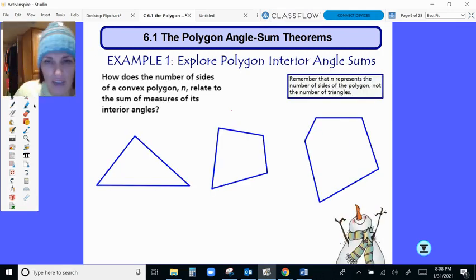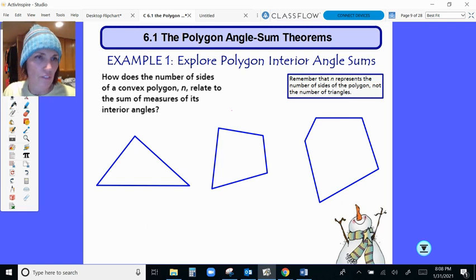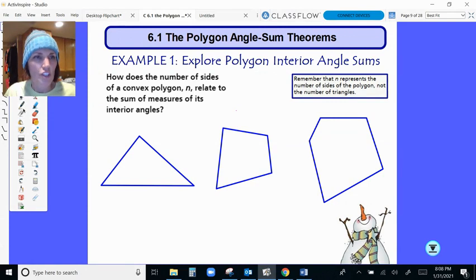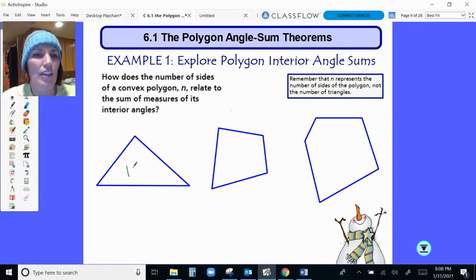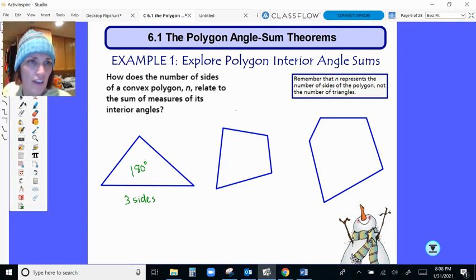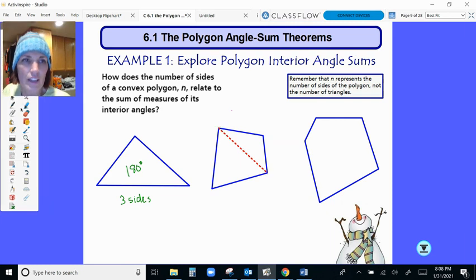Okay. So now we're going to get into interior sums of angles, right? So right now, if I were to take this triangle, you all should know that the sum of the angles in a triangle is 180 degrees, right? And there's 3 sides to my triangle. Well, if I take my quadrilateral here and I divide it, so I go from one vertex here to my other vertex, I can create 2 triangles here, right? So I can create these 2 triangles, and each one of these would have 180 degrees here.